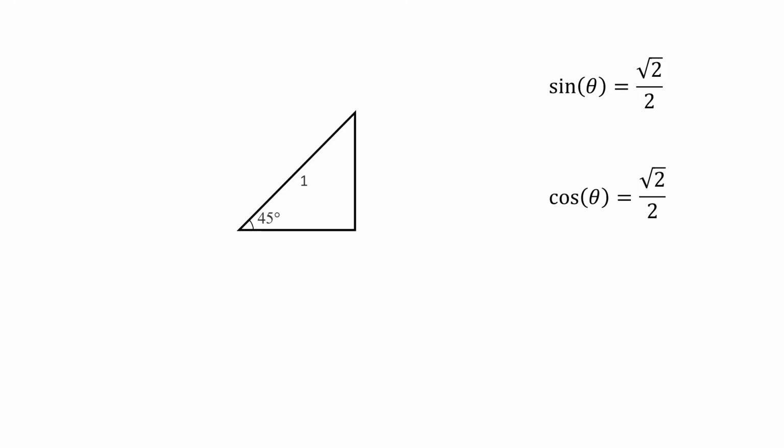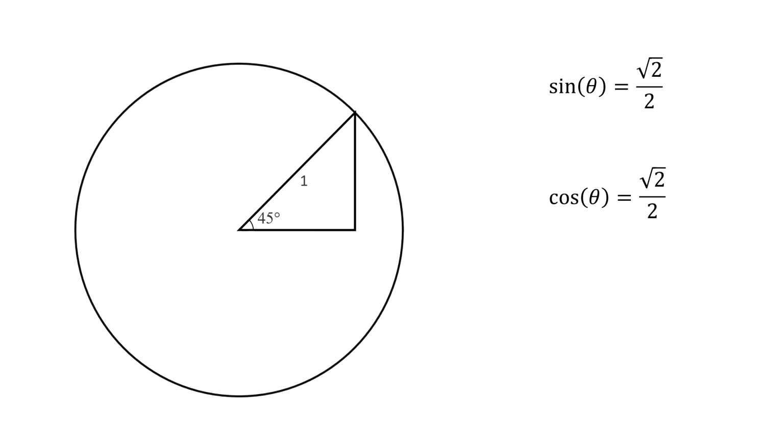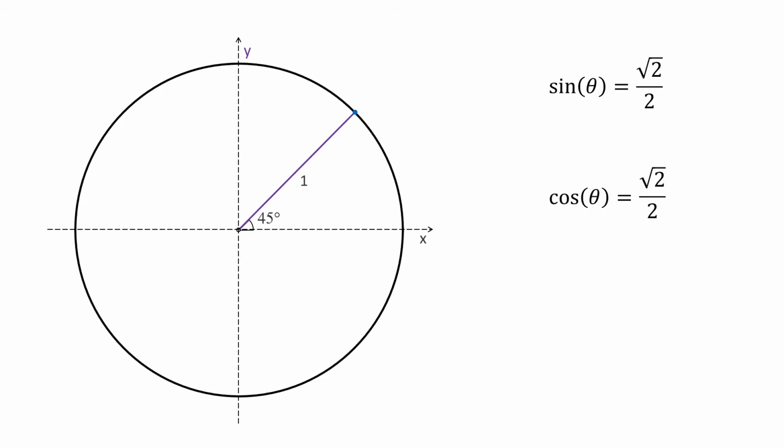Now unlock the ultimate tool in trigonometry, the unit circle. Place our right triangle inside a circle with a radius of 1. Notice how the hypotenuse matches the radius. Forget the triangle for a moment and focus on the point on the circumference. Its coordinates are simply the cosine and sine of the angle.